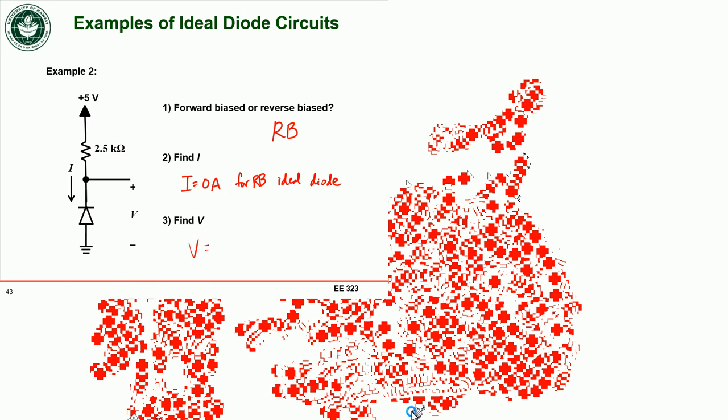What's this voltage across the diode? I heard 0 and 5 volts. Which one is it? 5 volts. So there's no current through the diode. That means there's no current through the 2.5 kiloohm resistor. So there's no voltage dropped across that. So V should be 5 volts.